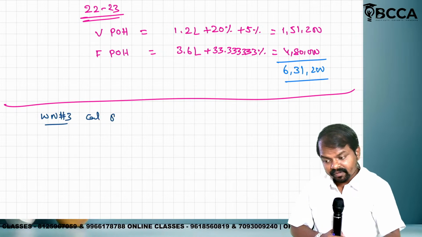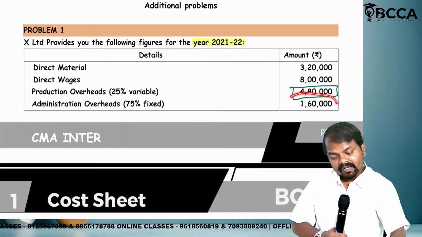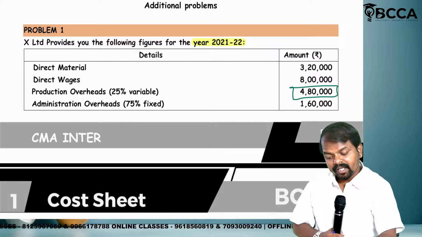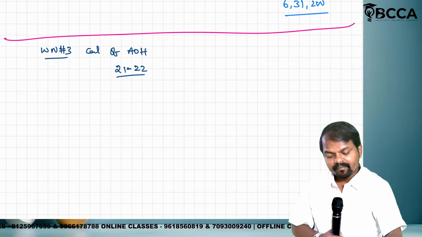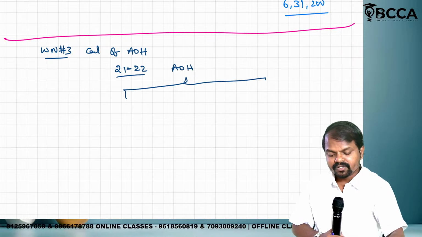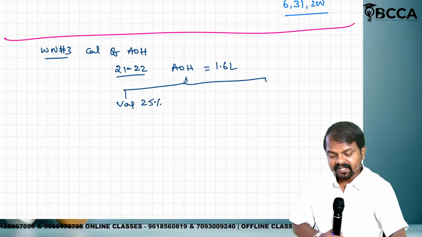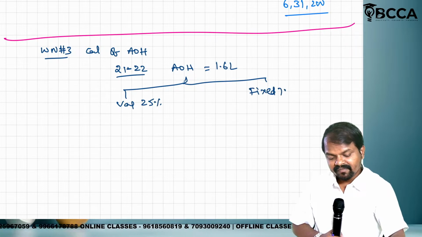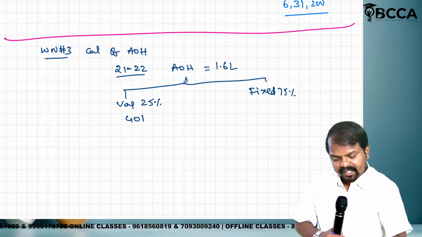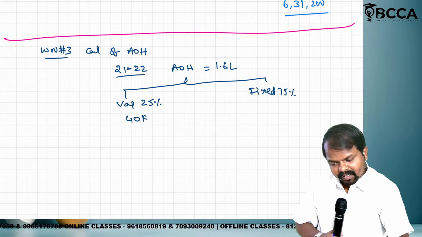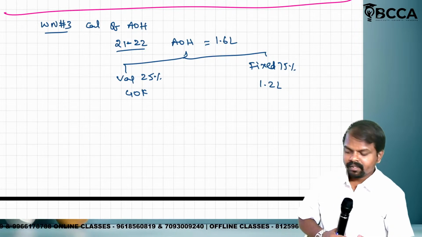Calculation of AOH. Please check the question paper. AOH is given 1,20,000. Correct? Listen, 21-22 now we are calculating. AOH is equal to, down to earlier marks. Total AOH how much? 1,60,000. Variable 25%. Fixed 75%. Now tell me. 40,000. Come on. 1 lakh? Correct, my dear. Excellent.